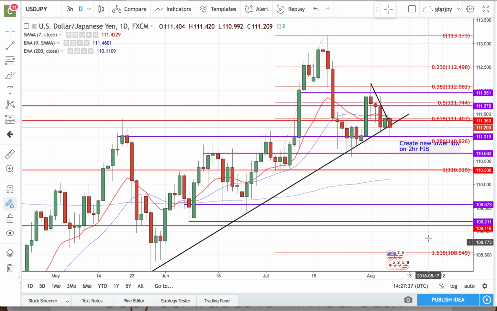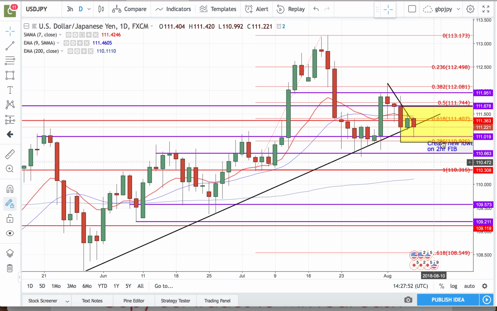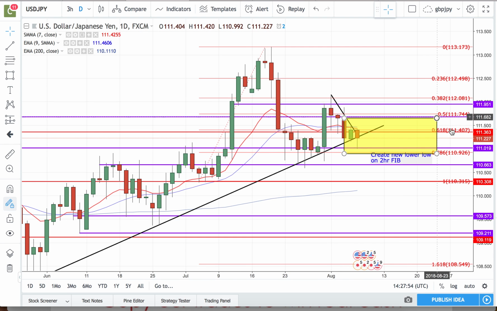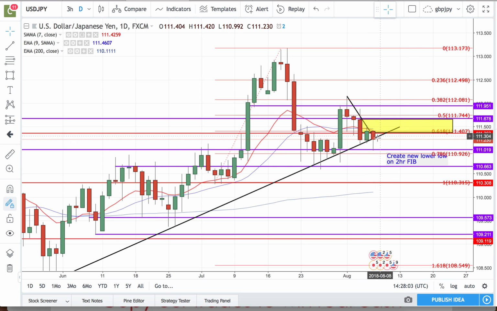We are currently sat in between the 61.8 and the 78.6. Let's highlight that. So it is a little bit past our preferred region. We prefer to enter in the 50 to 61.8 region. So ideally, we would be looking at a buy if the price breaks back into that region and respects the trend line. We'll see what it looks like on a smaller time frame.